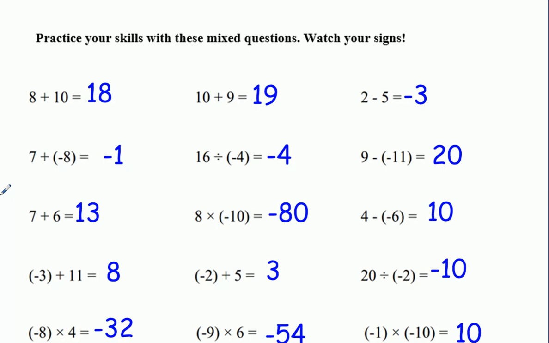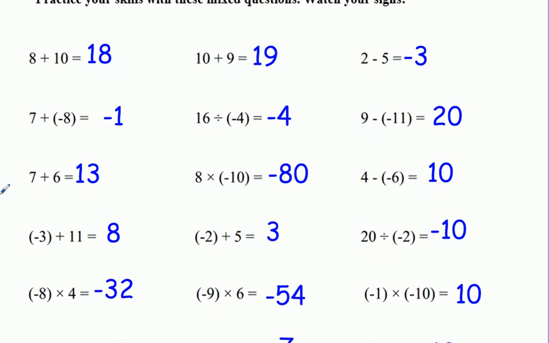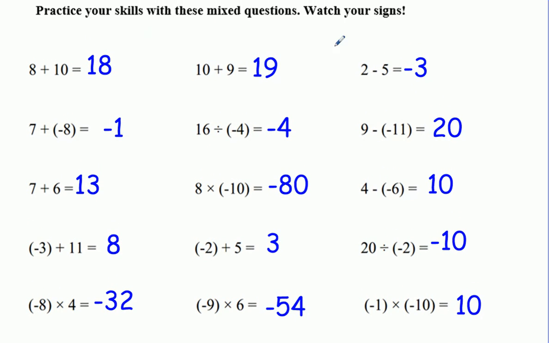I'm going to give you a second to take a look at the first bunch. I'm going to scroll it up a little bit so you guys can see. So we got 18, 19, -3, -1, -4, 20, 13, -80, 10, 8, 3, -10, -32, -54, 10. If you need to, pause. Otherwise, we'll move it on.